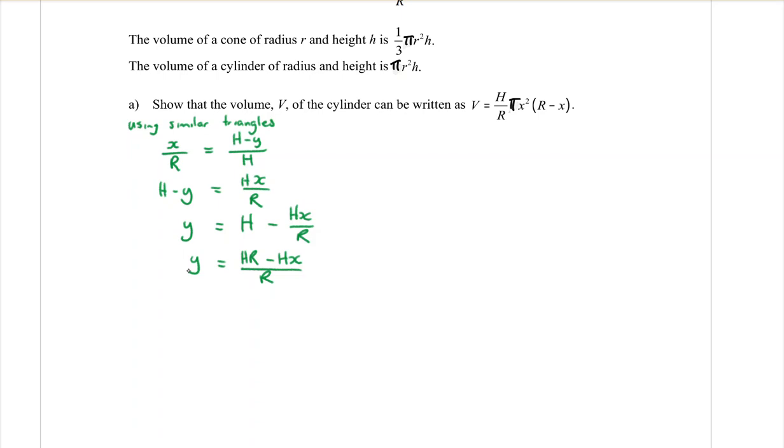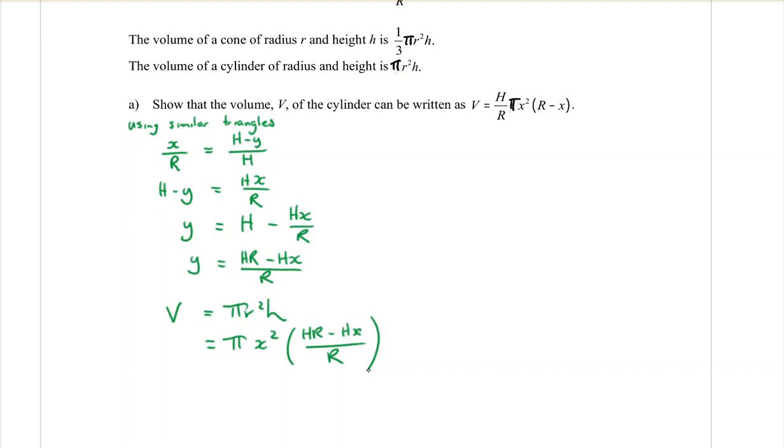Remember, I'm after the volume. The volume of a cylinder. Yet again, volume of a cylinder is V equals pi r squared h. Looking at the diagram that you can't see on my screen, what is the radius of my cylinder? X. Pi times x squared, or pi x squared. What is the height of my cylinder? It is the y, which instead of writing y, I can write down hr minus hx over capital R.